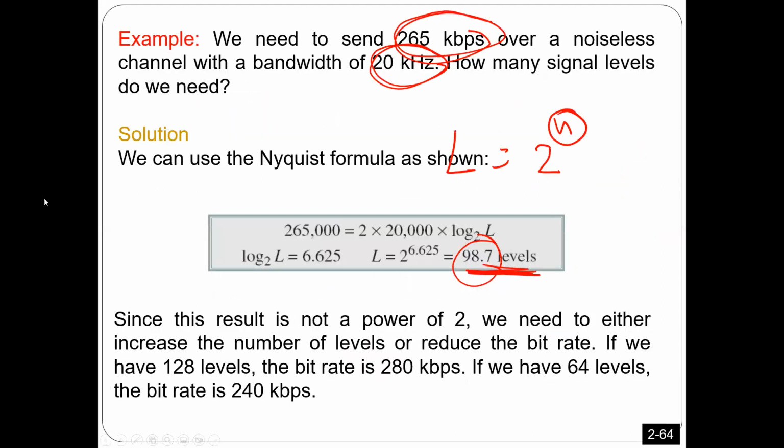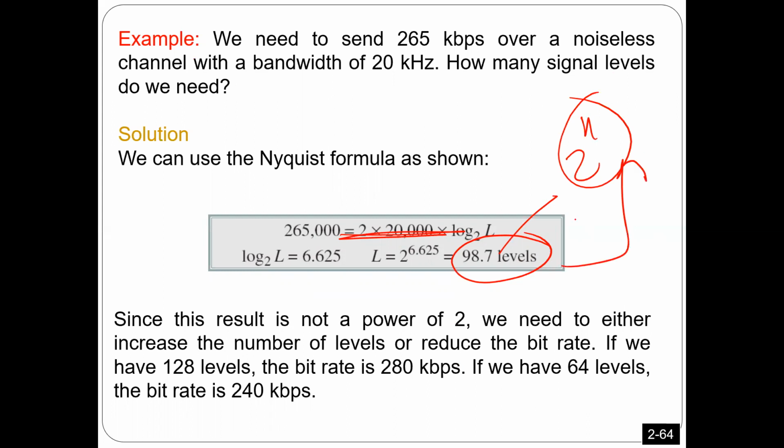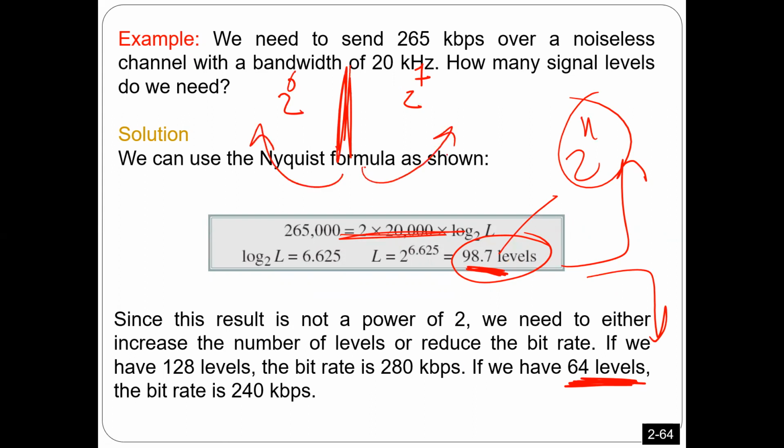So what can we do here? Practically, yes, the math is giving me this number of levels, but I can't have it. The number of levels can't be a fraction, and it has to be 2 to the power of n. So I have 2 options: either fewer levels or more levels. This number is between 2 to the power 6 and 2 to the power 7, so I can take the lesser or the greater one.